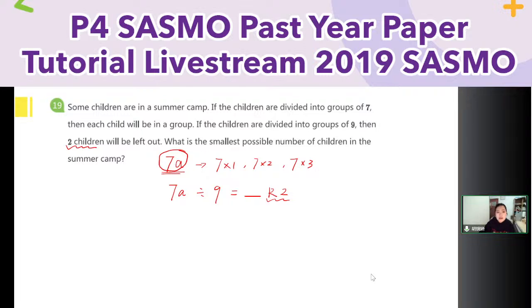Okay, now here comes another question. If 7a divided by 9 equals something remainder 2, then can you tell me, if I use 7a plus 2, please tell me, this number must be the multiple of what? 有听得懂吧? 7a divided by 9, there will be a remainder 2. So if I use 7a minus 2, sorry, here it should be minus 2. So this number must be the multiple of which number?